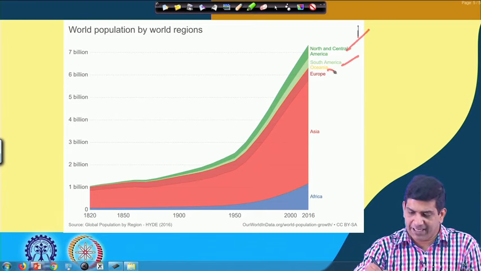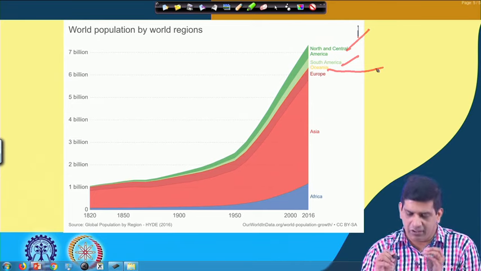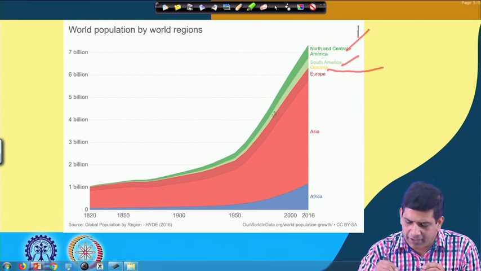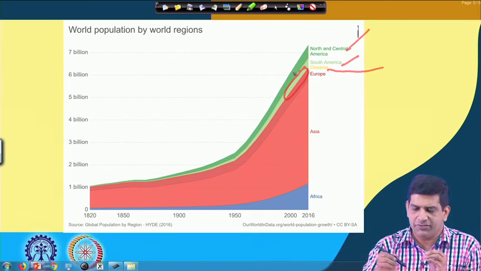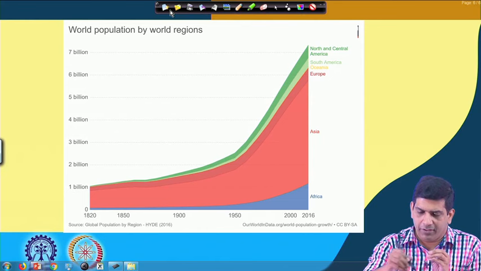Then we have Oceania, which is very thin. If you pause this video and look at it very carefully, you will see a very thin yellow line going here. You see the very thin yellow line which is showing up there. That's Oceania. Oceania is Australia and New Zealand, which is not too many people anyway.